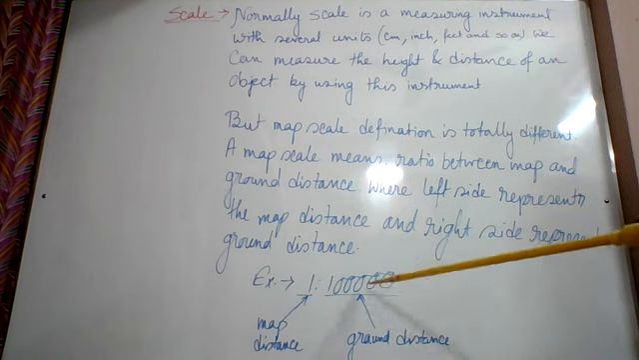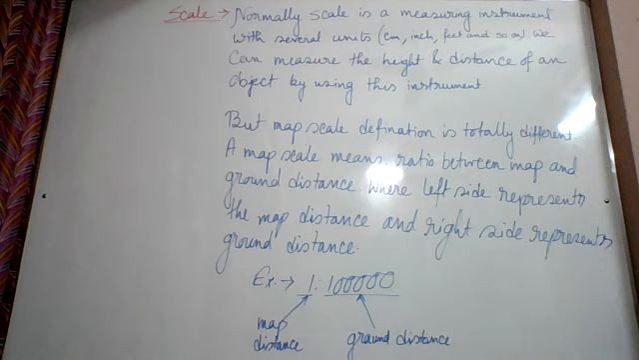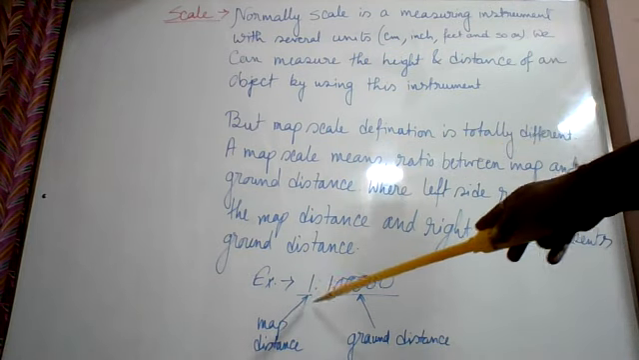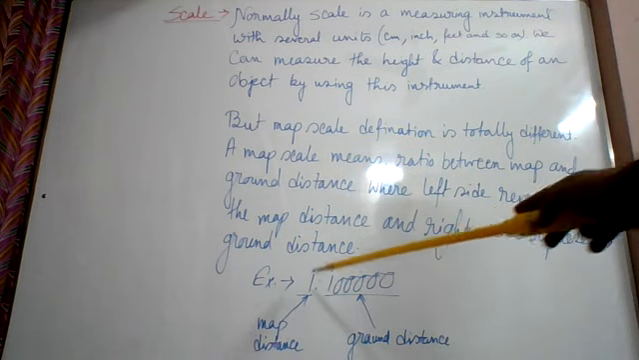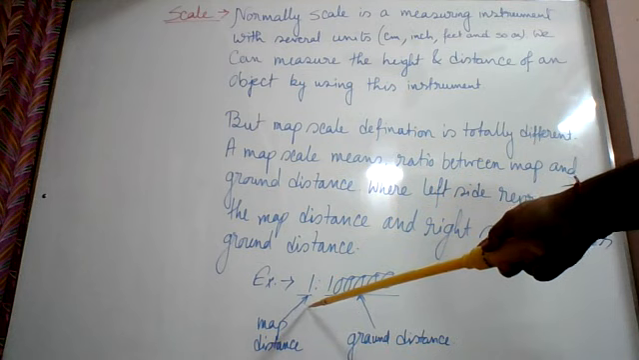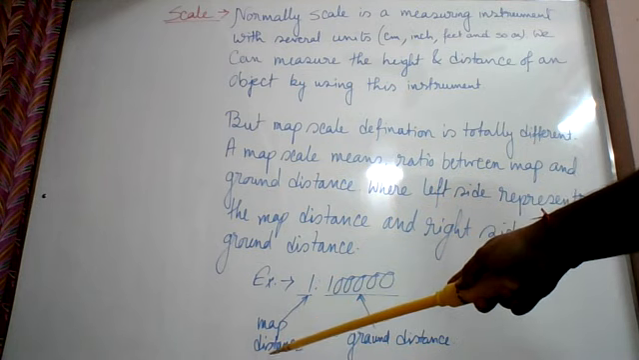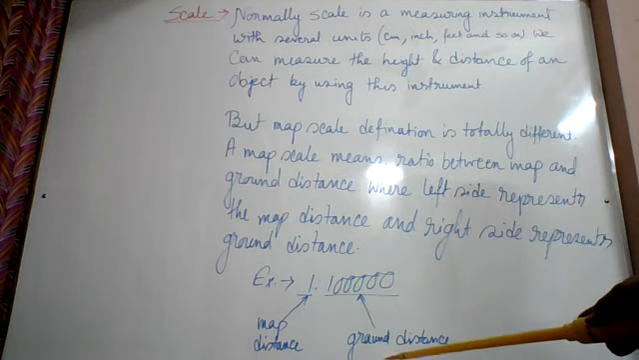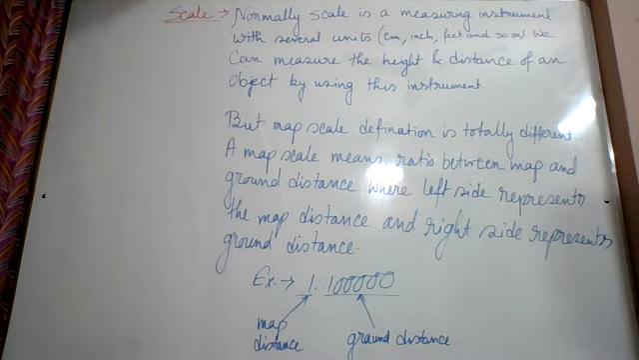See here, I have given one example, 1:1,00,000. That means 1 lakh. So 1:1 lakh is one example I gave, and I mentioned here that it is a ratio. Here you see the left side represents the map distance and the right side represents the ground distance. Okay.